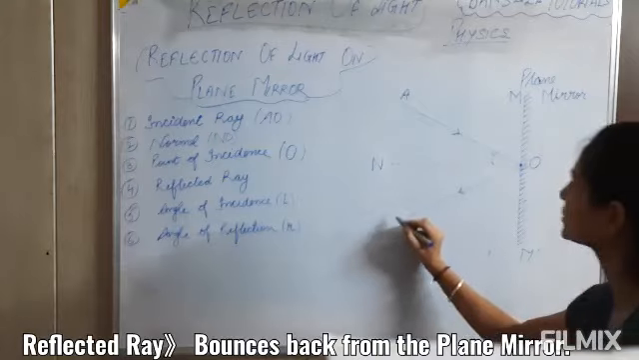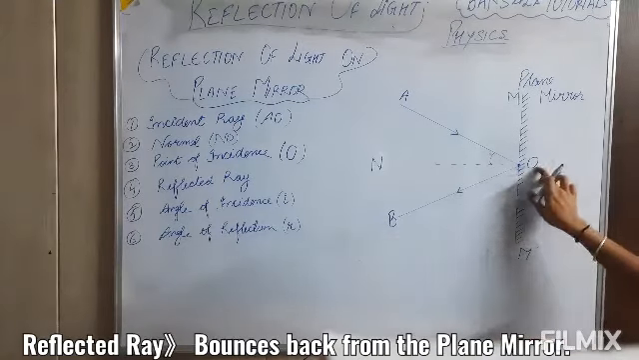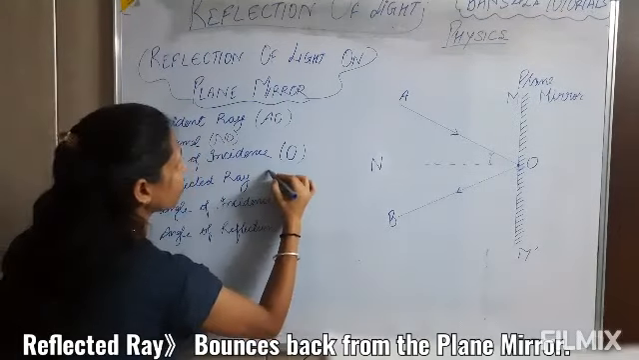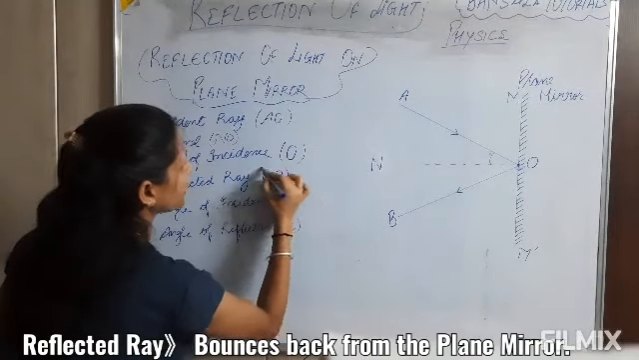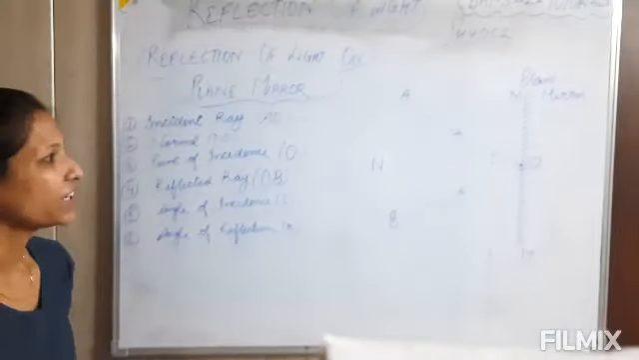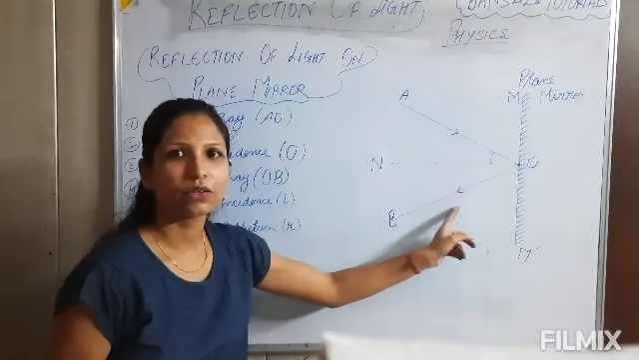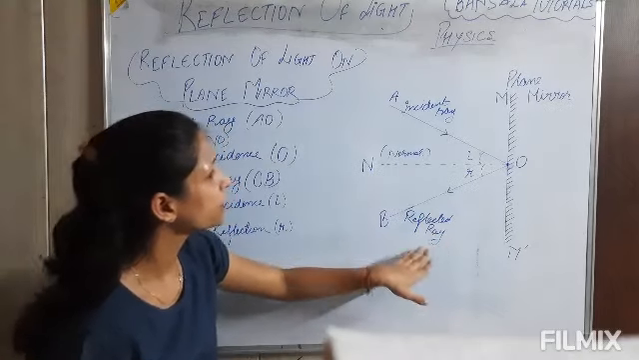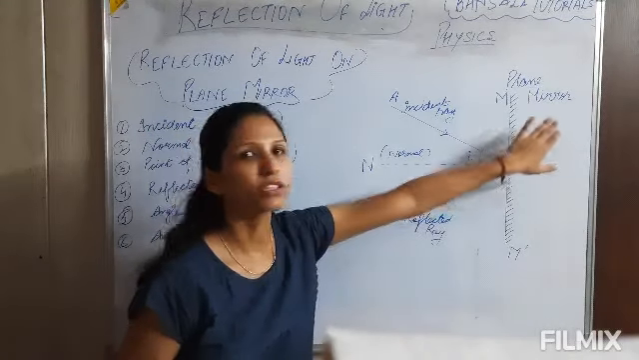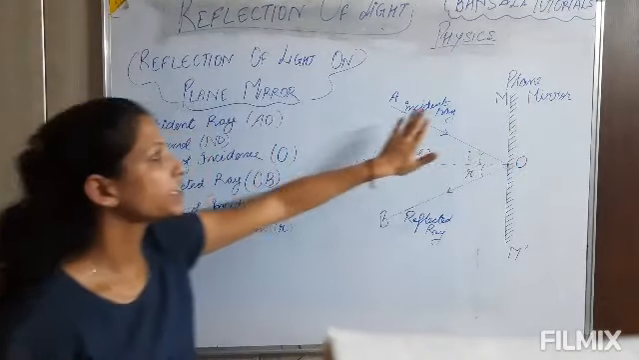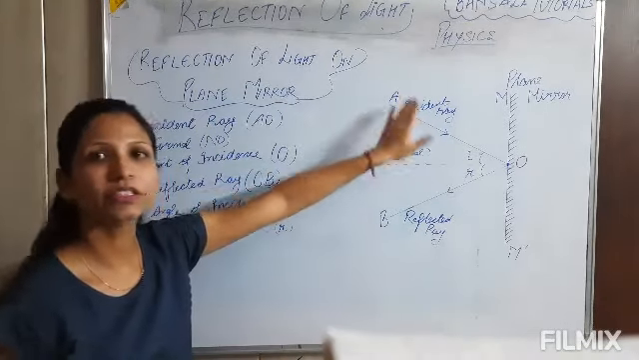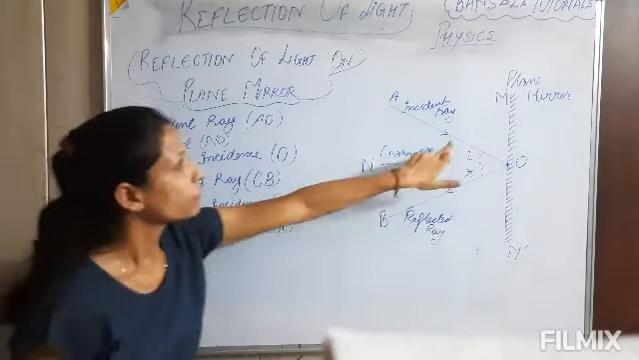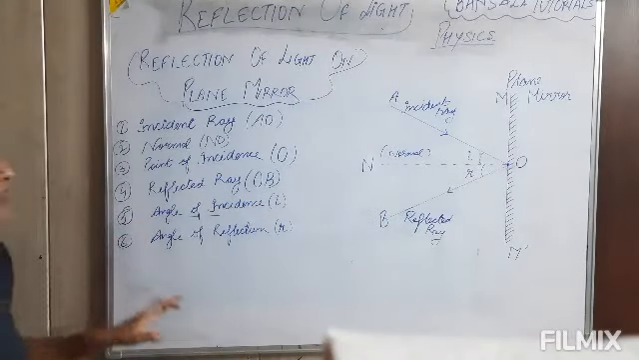So I will take it as B. So our OB is the reflected ray. Remember to put the arrow. So we have done incident ray, then normal, reflected ray, and the first thing we did was the plane mirror. It is important to draw the arrows, it is important to denote them with the alphabets, and then we will do the angle of incidence.